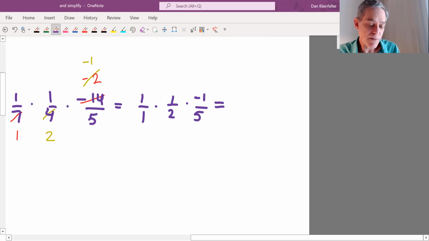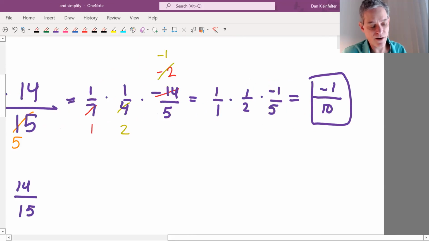Multiplying across, 1 times 1 times negative 1 is negative 1. 1 times 2 times 5, that's going to be just a 10. Okay, so this gives us finally negative 1/10 for our answer.